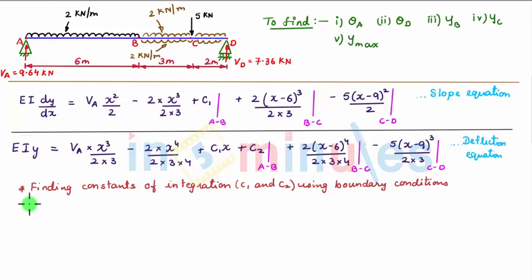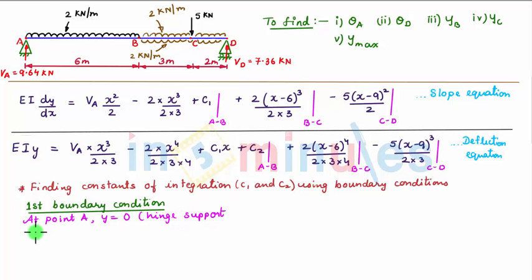So we apply our first boundary condition. We see that at point A we have this hinge support. So at point A our deflection is 0. Reason is we have hinge support. So I can write at x is equal to 0, yA is equal to 0.